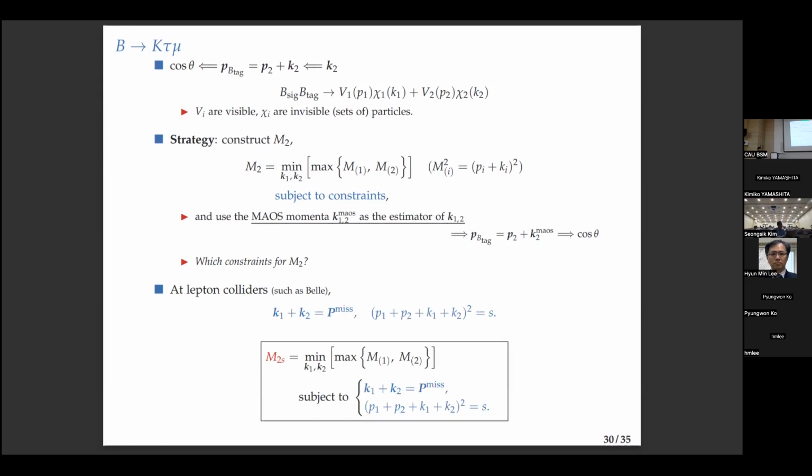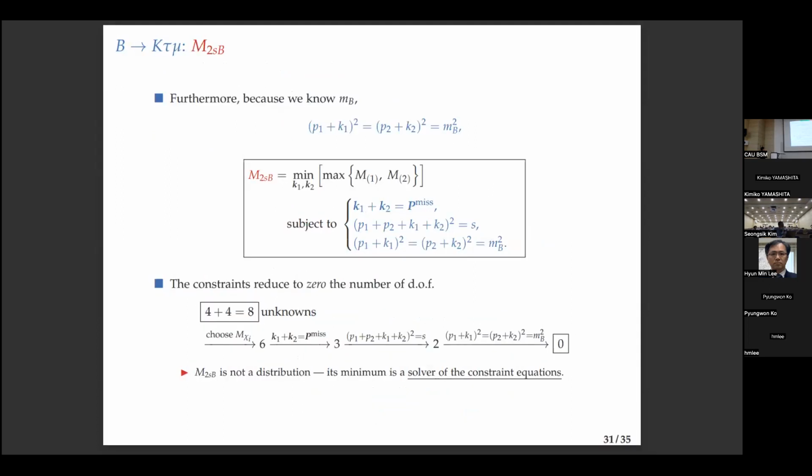We could also use the previous M2 definition for the electron flavor, but we can do more in this case. Because we know the mass of the B meson, we can use this mass condition for the B mesons in the definition of M2. Then, if you look carefully at this definition, all these constraints reduce the number of degrees of freedom. Initially, we have 8 unknowns, but by choosing the mass of the particle, we have 6 unknowns. And by using these constraints, finally, we get zero degrees of freedom. This means that this new definition of M2 is not a distribution. It's actually a solver for the constraint.